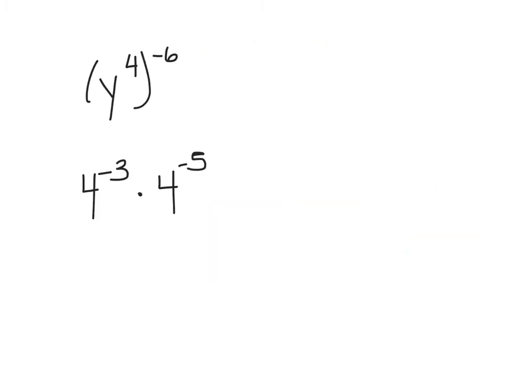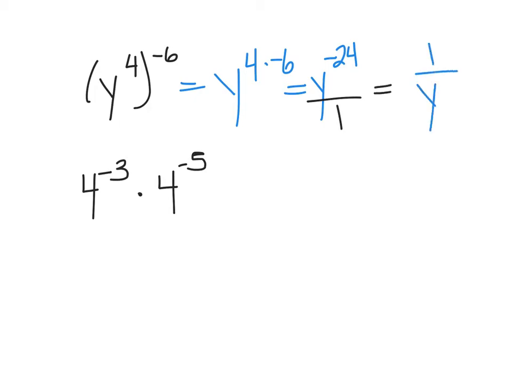All right, 2 more. This one up top with the y is a power to a power, so that means I will multiply the 4 times the -6. That's going to give me a -24. Now I will deal with that negative exponent. It is over 1. So my final answer will be 1 over y to the positive 24th. Again, because the negative exponent is up top of the fraction, I need to move it down to make it positive.